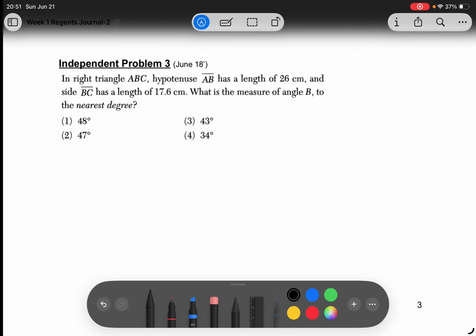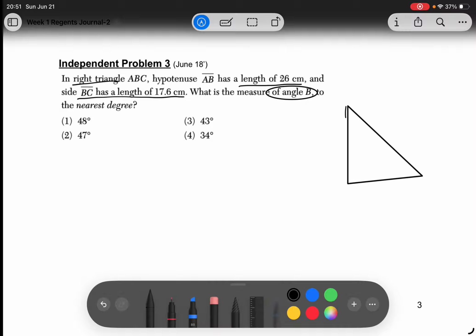For problem 3, once again, we have another trig problem because we're dealing with a right triangle, except in this case, we're given 2 side lengths, but we're solving for an angle measure. So we're solving for angle B. So first thing we want to do is draw a picture to match. So we're going to draw our right triangle, and it says it's ABC.